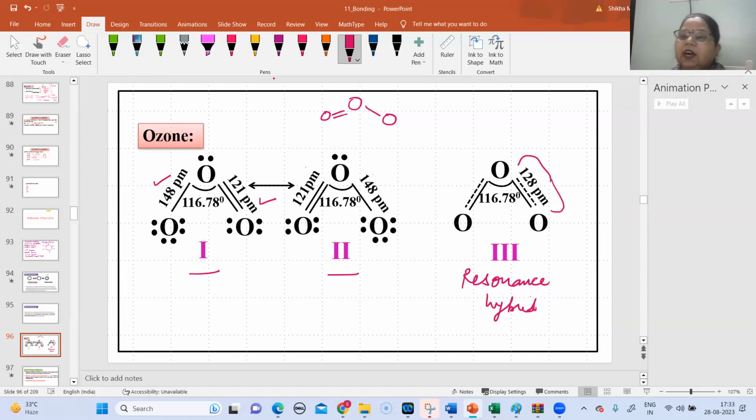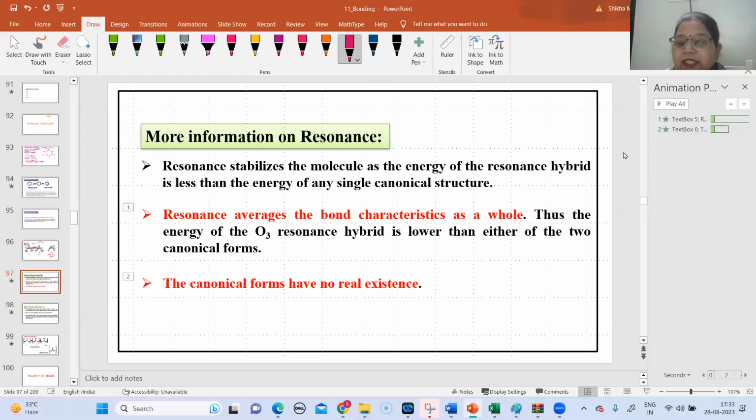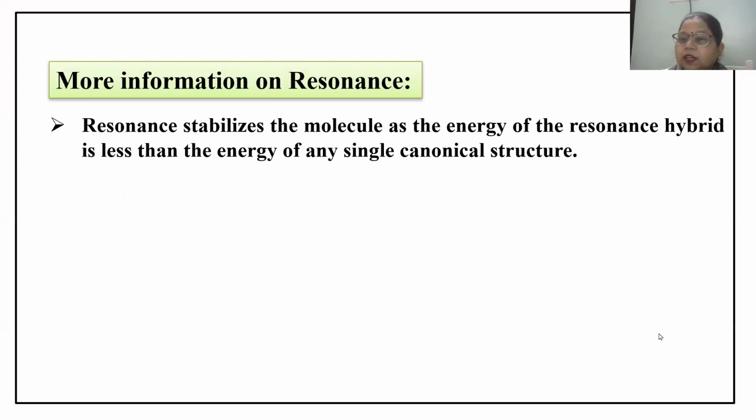In benzene, we have a total of 6 structures. Now, this is called a double-headed arrow, which indicates that there are two different forms of ozone. And this is the resonance hybrid of ozone, right? Now, these are certain facts which we must remember in order to explain resonance, right?